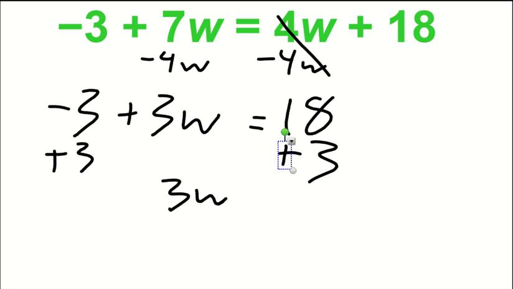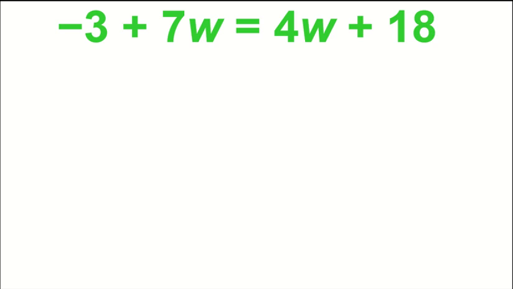So we got 3w equals 21. Divide by 3. W equals 7. All right. So is that anything super extra difficult to add to this? No. So like I said, I'm going to show you why we move the lower coefficient, okay?